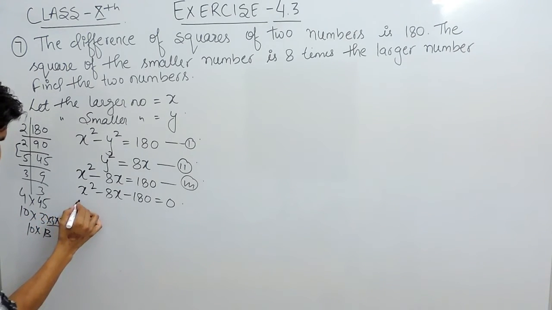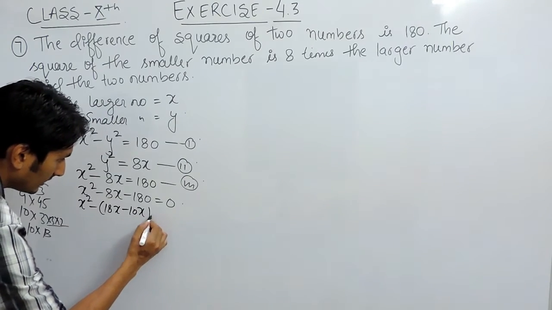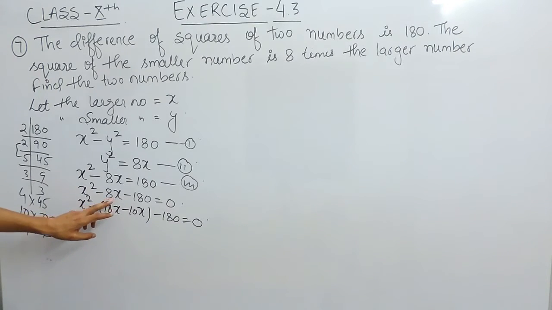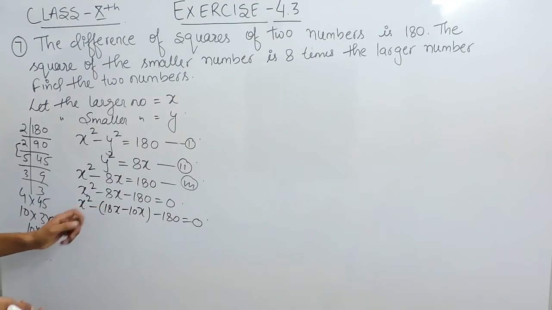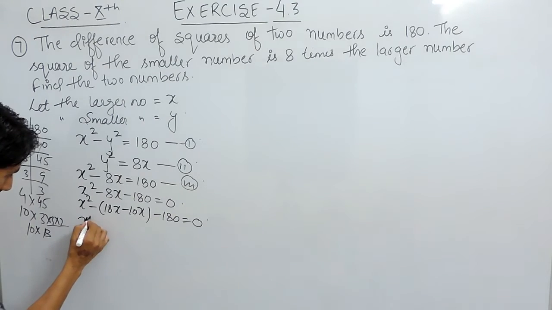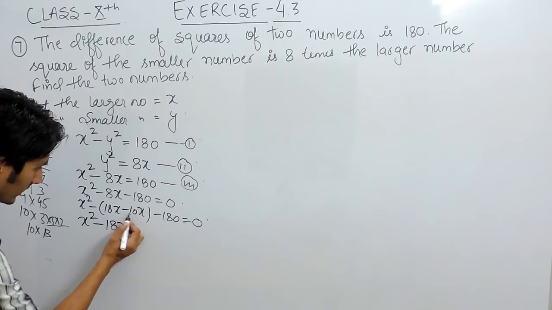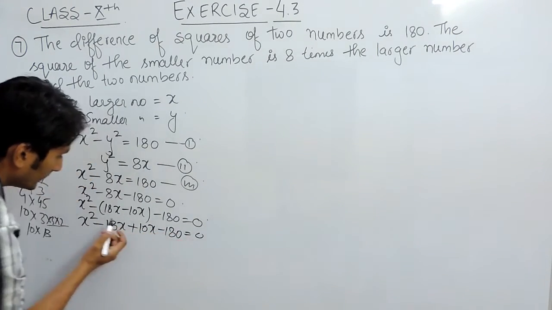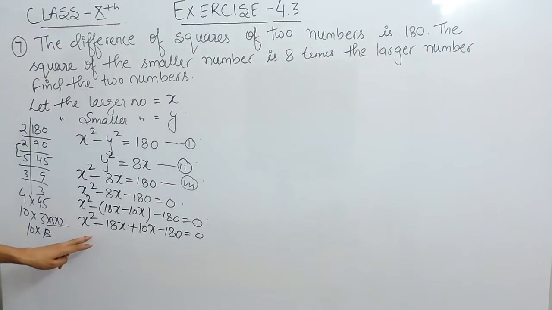So we can split this term: x square minus 18x plus 10x minus 180 equals 0. So we have split 8x into two parts such that their multiplication is equal to 180 and their difference is equal to 8. We can open the bracket now. This is x square. When there is a negative sign outside the bracket, the sign of all the terms inside the bracket gets changed. So this positive will become negative, and negative will become positive. So we have this equation.